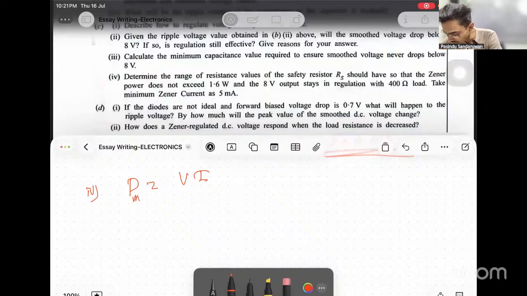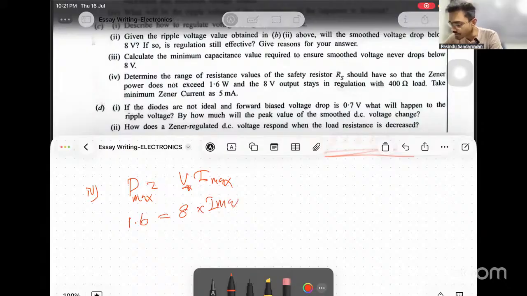If we find the maximum current, we know P equals VI. So P max equals V max times I max. P max is 1.6, V max is 8, times I max. From here, the maximum current through the Zener diode can be determined.